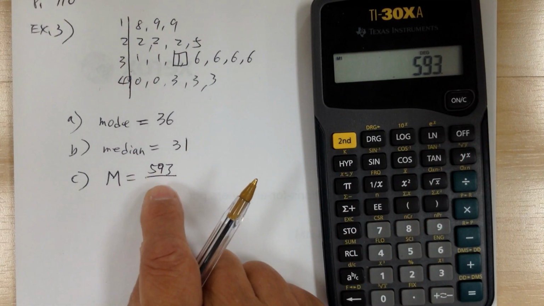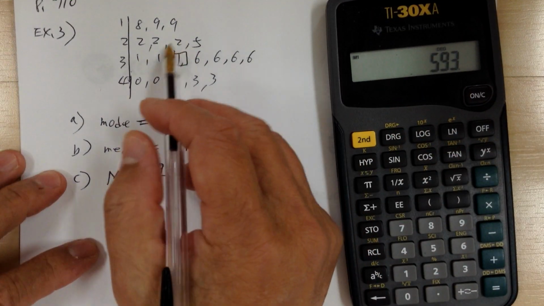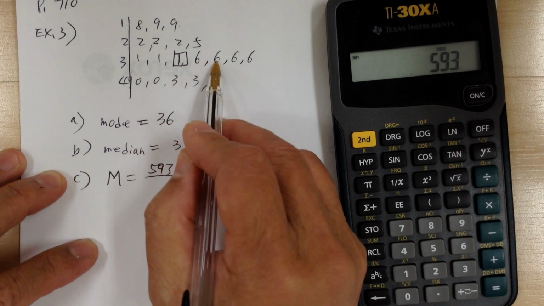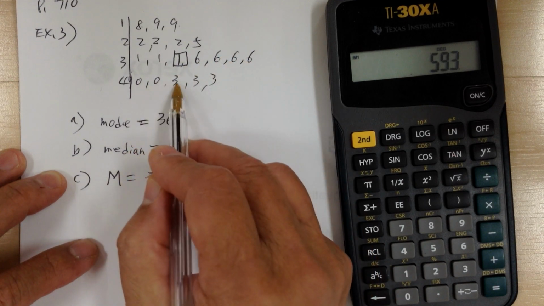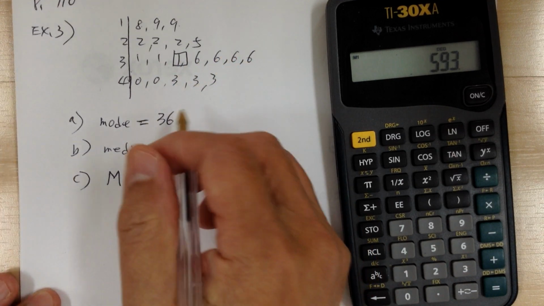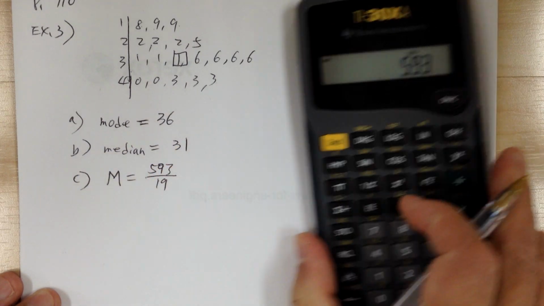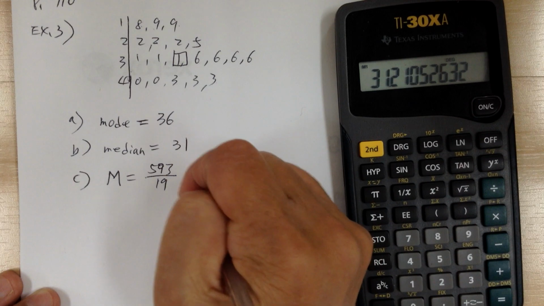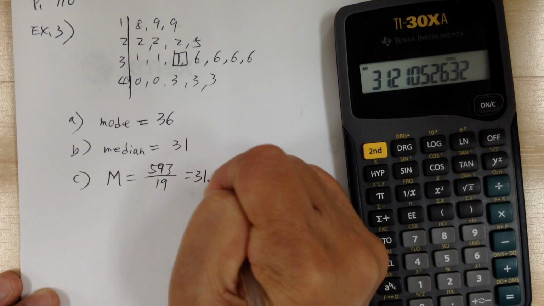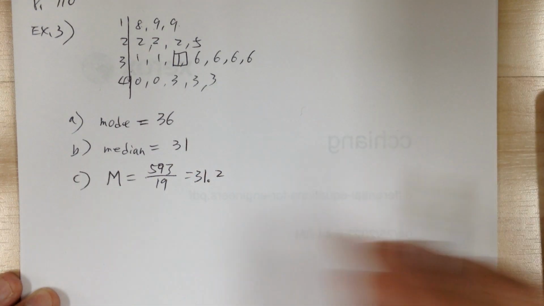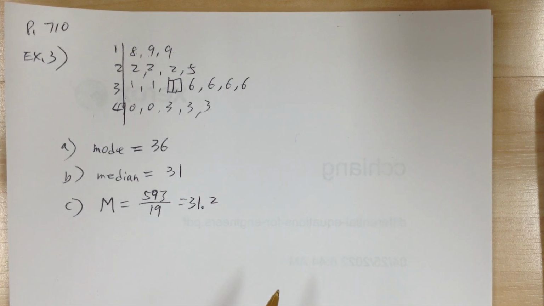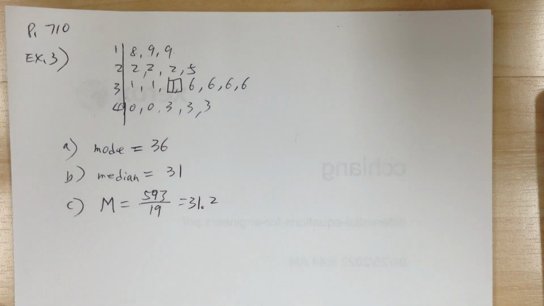Then you have to divide by the number of entries. How many entries are there? 1, 2, 3, 4, 5, 6, 7, 8, 9, 10, 11, 12, 13, 14, 15, 16, 17, 18, 19. So you have to divide by 19 entries. Divide by 19, push equal, and this is equal to 31.2. That's how you get those 3 statistics. Okay, so let's go to example 4.